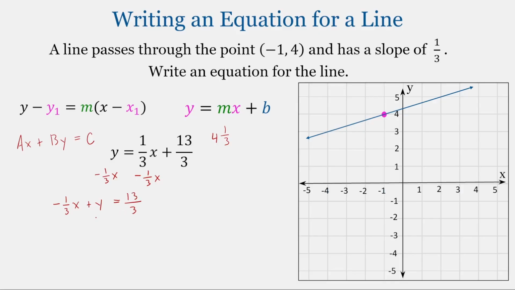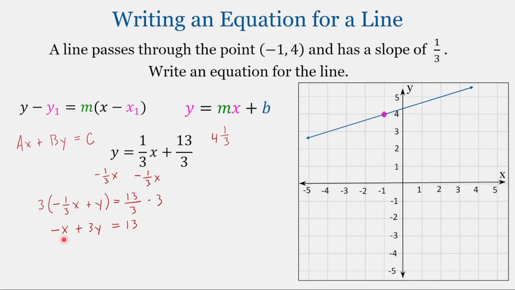Now let's get rid of that fraction. So let's multiply both the left side and the right side by 3. So 3 times negative 1/3, that's going to be negative 1. So we have negative x plus 3y equal to 13. So 13/3 times 3 is 13. So we now have an equation in standard form, but right now we're leading with a negative.